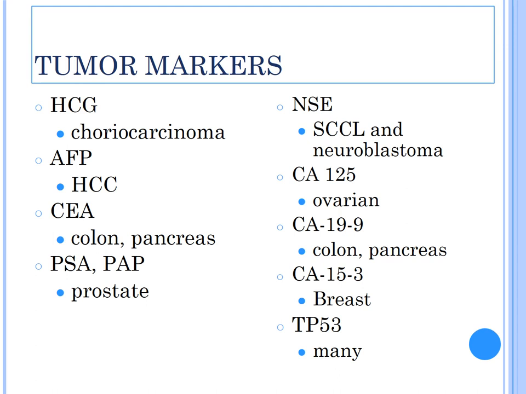So these are also examples of tumor markers, like in the choriocarcinoma, where you have trophoblastic cells producing the human chorionic gonadotropin. You have hepatocellular carcinoma with alpha fetoproteins. In cases of the colon and the pancreas, you have the carcinoembryonic antigen, the prostatic specific antigen, and in cases of neuroblastomas, ovaries, colon, and pancreas, you have these tumor markers. They are numbered, and you have others in the breast, for example, the TP53, which you know is a tumor suppressor gene.